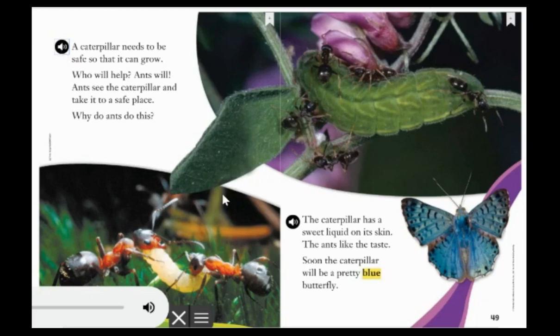A caterpillar needs to be safe so that it can grow. Who will help? Ants will. Ants see the caterpillar and take it to a safe place. Why do ants do this? The caterpillar has a sweet liquid on its skin. The ants like the taste. Soon the caterpillar will be a pretty blue butterfly.